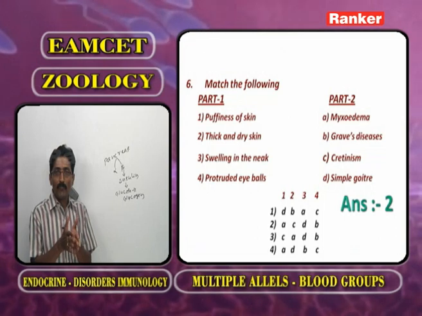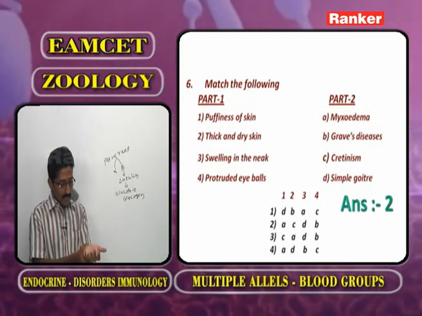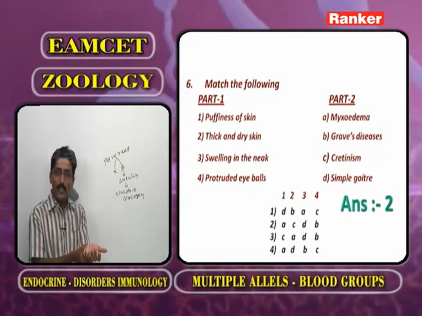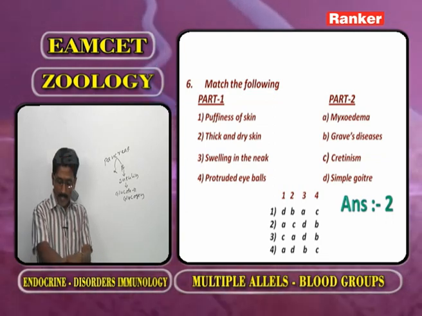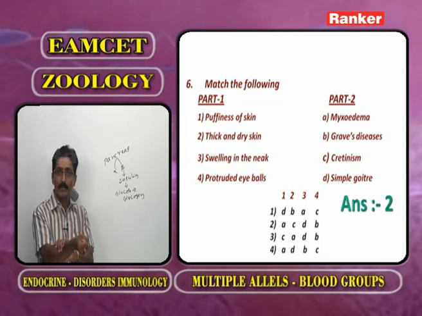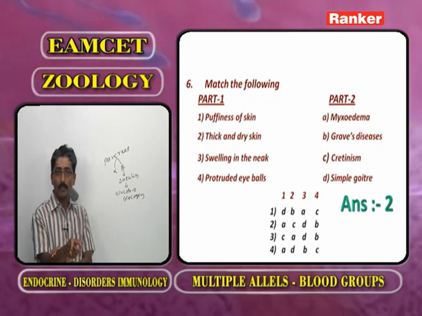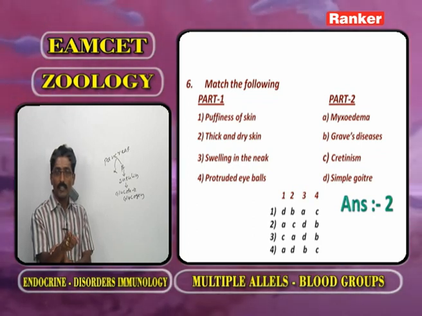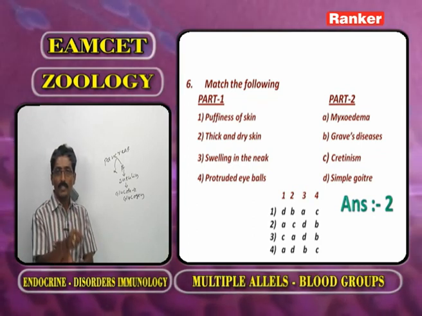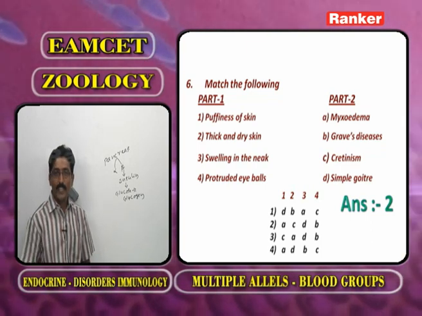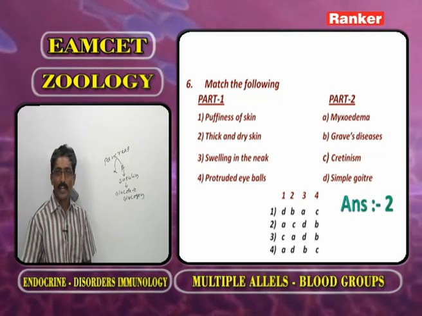Now here, puffiness of skin. Because of the accumulation of tissue fluid in the subcutaneous tissue, in our body the entire skin exhibits swelling. That we call puffiness, associated with one symptom of the disease called myxedema. And the second one we call thick and dry skin.